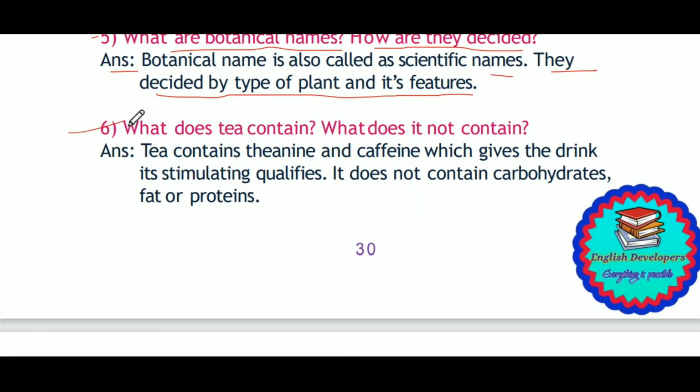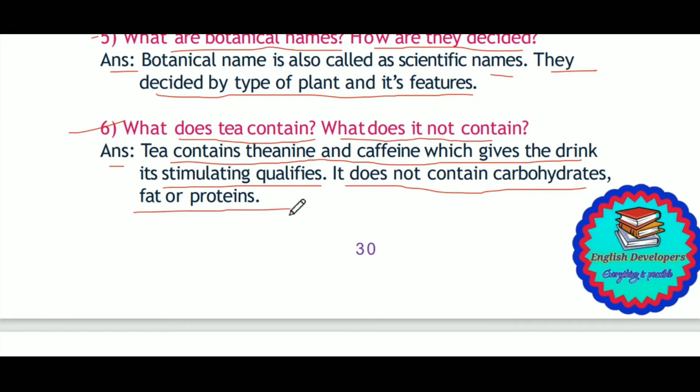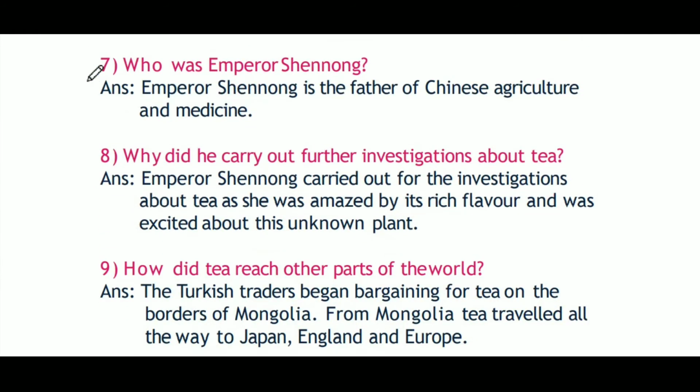Question number 6. What does tea contain? What does it not contain? Answer, tea contains theanine and caffeine, which give the drink its stimulating qualities. It does not contain carbohydrates, fat or proteins.